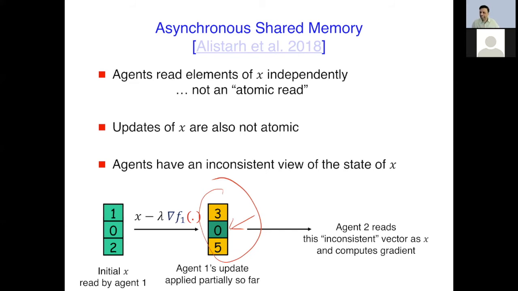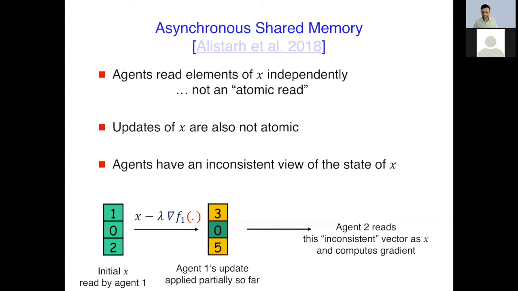And this is what I meant by inconsistency earlier. This agent 2 has 2 elements of this new vector that are updated, but the element number 2, the middle one, is the old value that agent 2 is reading. Now, it's not terribly old, right? If it is true that these updates have bounded delay, then how stale this value is will also be bounded, right? So it really depends on what assumptions you're able to make. But nevertheless, the vector is not consistent.